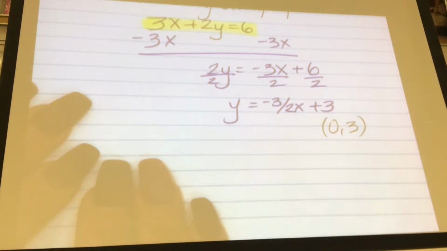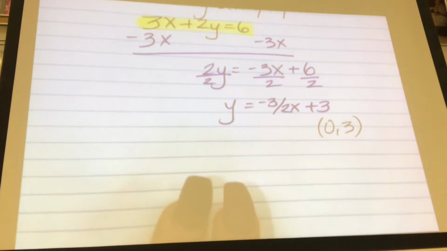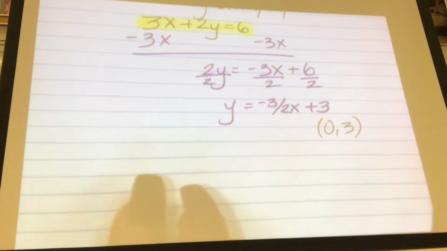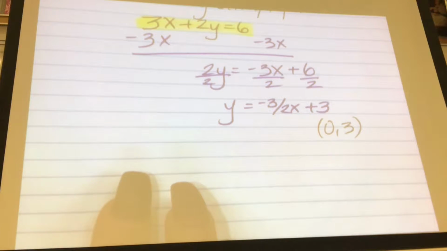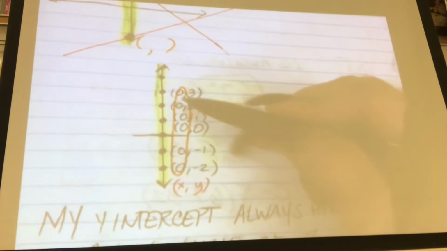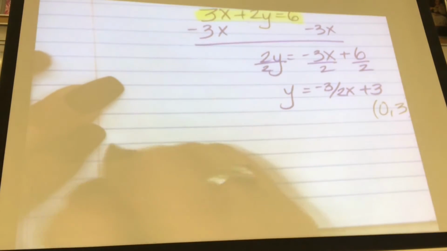So I want you to highlight the original equation and watch how easy this is going to be. What's 3 times 0? What's 4 times 0? What's 20 times 0? What's negative 20 times 0? What's anything times 0? It goes away, right? So literally, if I'm asking you for the y-intercept, what is the x value of the y-intercept every time? 0. So what I'm going to do is go ahead and make a T like this.